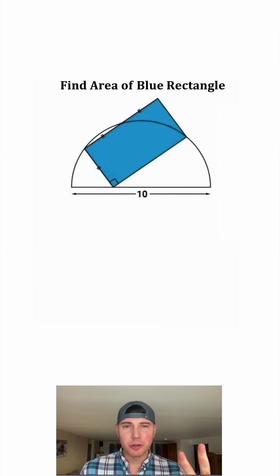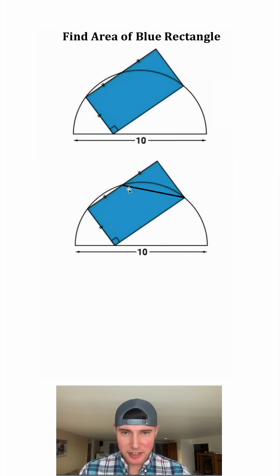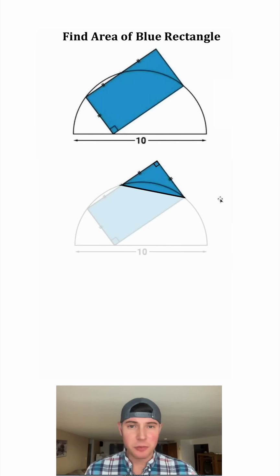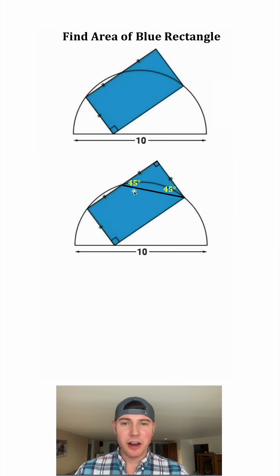First, let's connect this point to this point, and I want to focus on this triangle right here. First off, it's a right triangle because this is a rectangle. And second, it's isosceles because these two sides are congruent. That means it's a 45, 45, 90 triangle. And then since this angle is 45, we now know this angle. This plus this is a linear pair, which means they have to add to 180 degrees. So this angle will be 135 degrees.